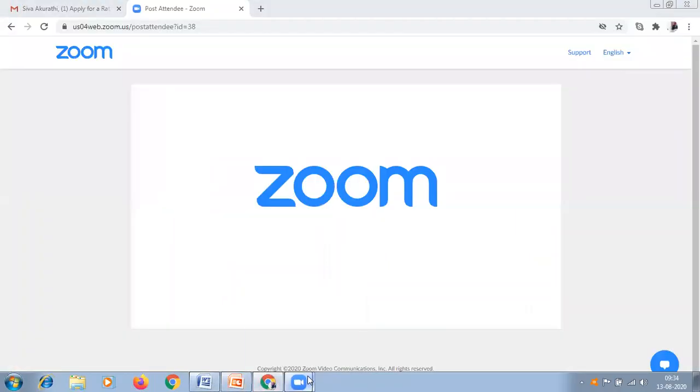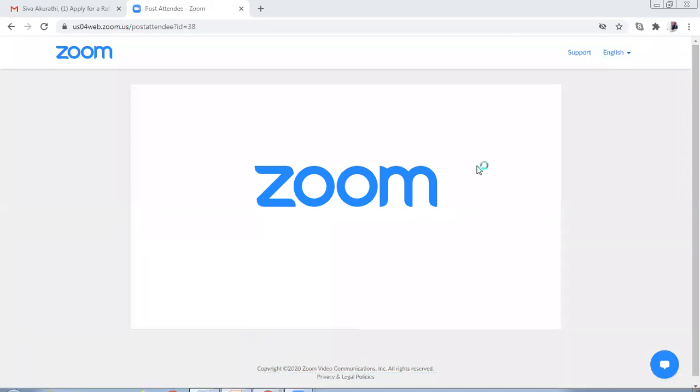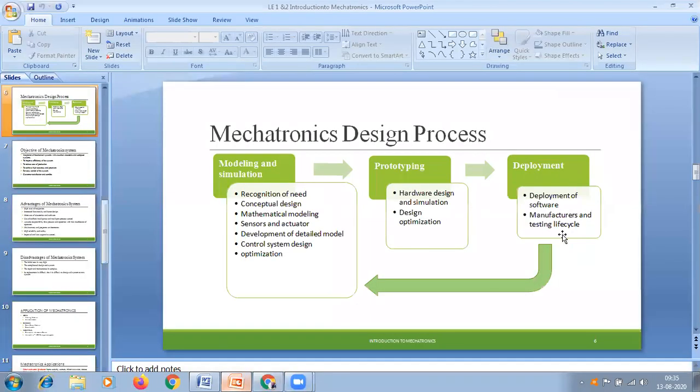All right, so that is the systemic zone of the mechatronic control system.